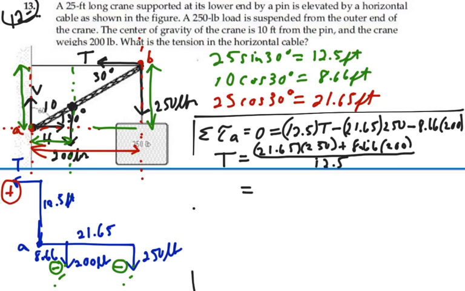The feet will divide into feet, and they'll be gone, and I'll be left with units of pounds, which is a unit of force. So that'll be all right. 21.65 times 250 plus 8.66 times 200. All that divided by 12.5. I get 571.6 pounds. So the tension force in that cord is 571.6 pounds. That is our answer. That is the tension in the horizontal cable, and so that is answer D.